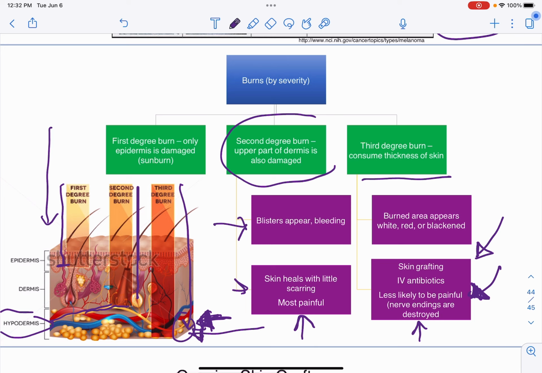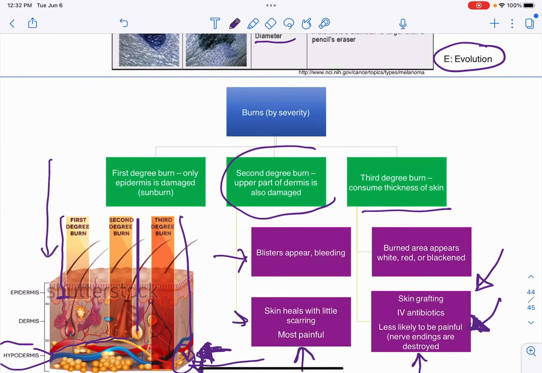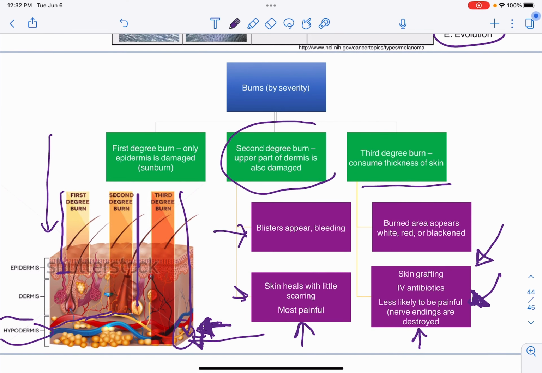So that is a summary of burns and how the skin is affected and what layers are affected. Please make sure that you know which layers are affected and what happens with each of these.